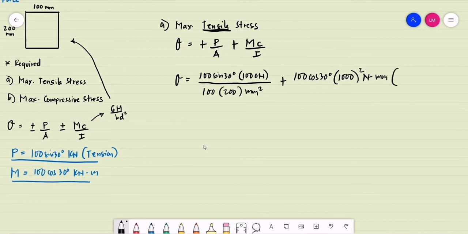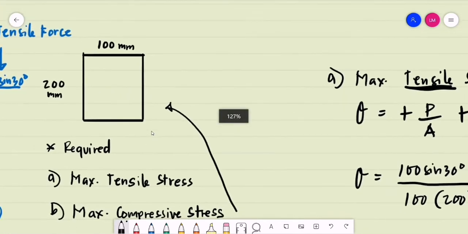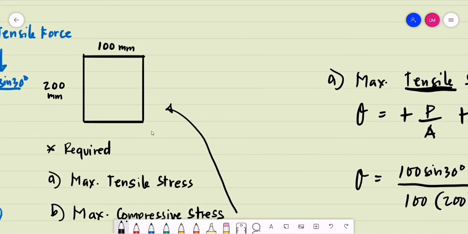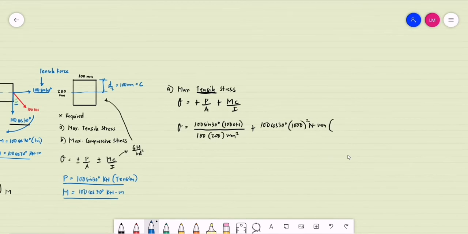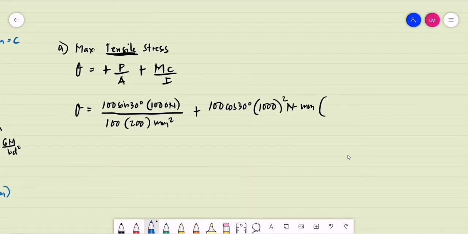The value of C for this beam, what is the value of C for a rectangular beam? That is basically the distance from the neutral axis to the extreme fiber. For a rectangular beam, that is simply half of its depth. Let's say this is 100 millimeters. So this will be the value of C. So the value of C for tension is 100 millimeters.